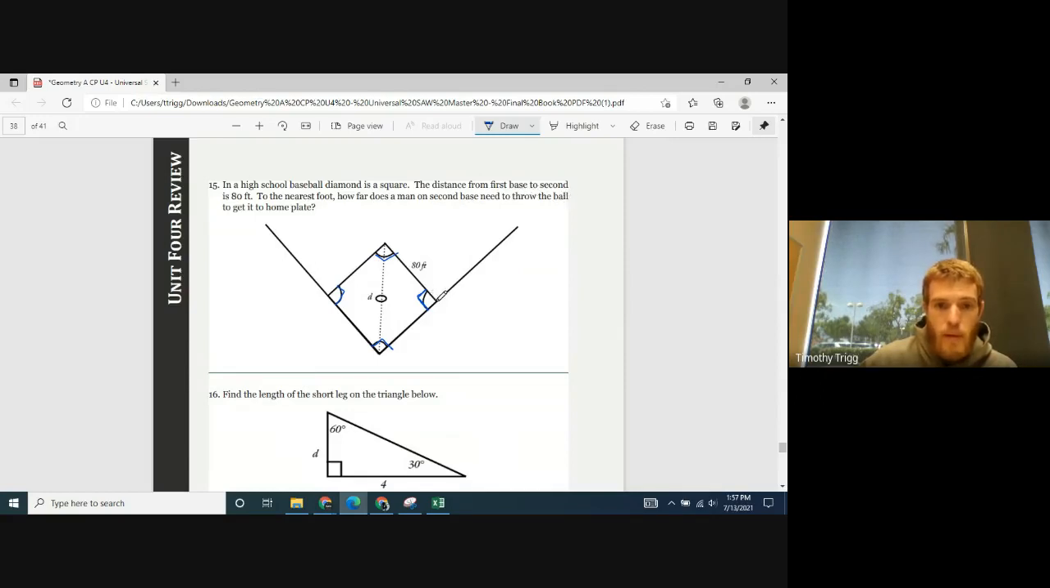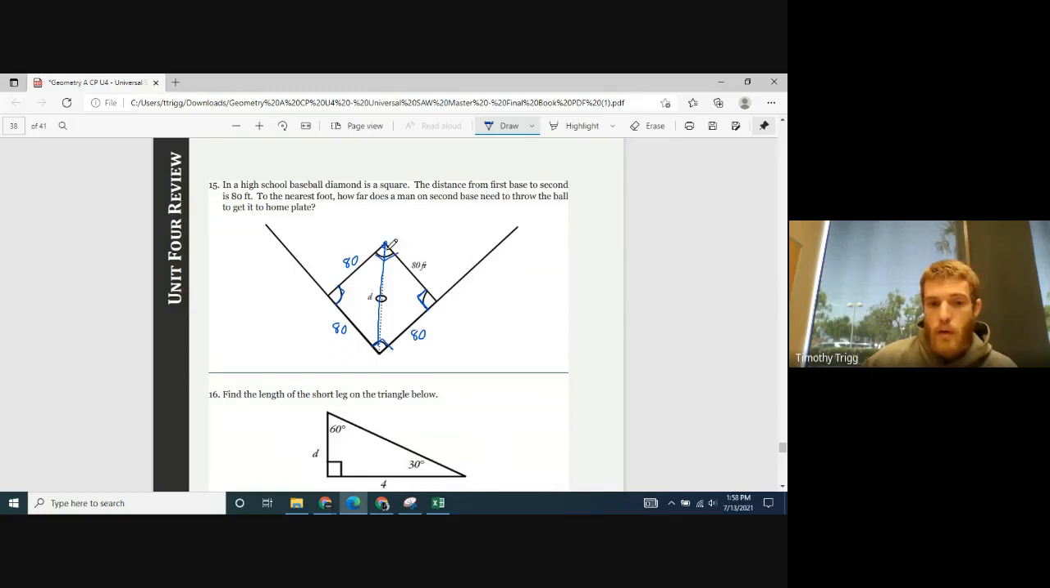The distance from first base to second base is 80. So here's first base, here's second base, and that distance is 80. But since it's a square, all of these sides are 80 feet, because in a square, all the sides are the same length. So, to the nearest foot, how far does a man on second base need to throw the ball to get it to home plate? That's this distance here, D.